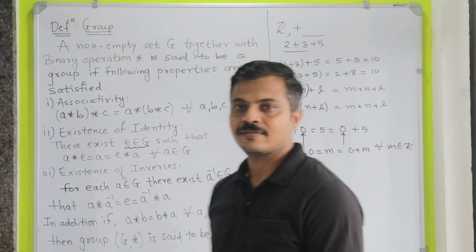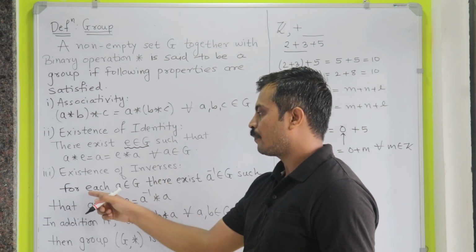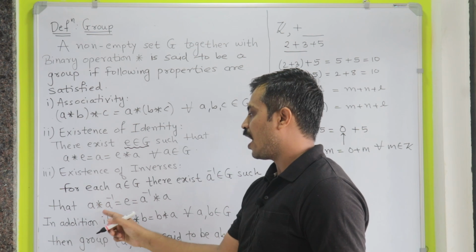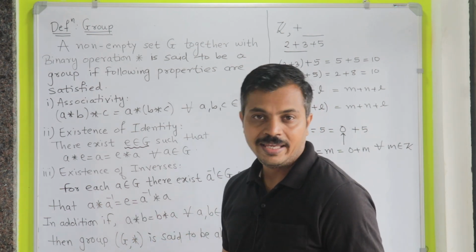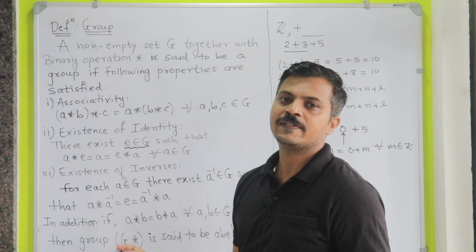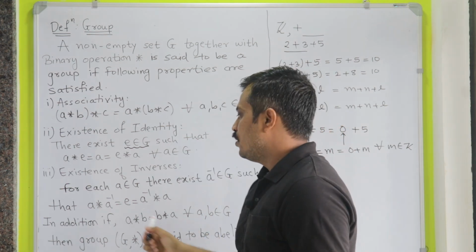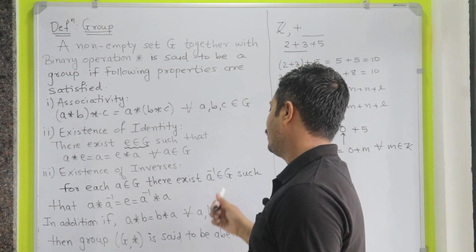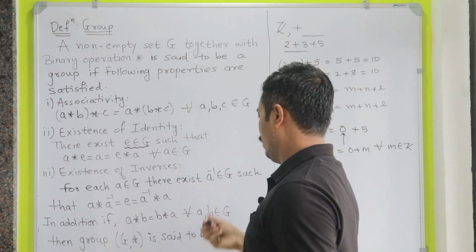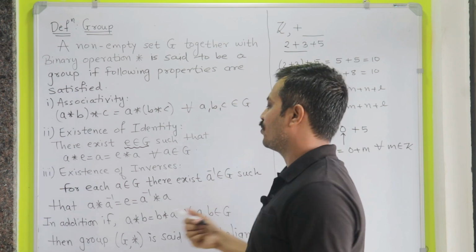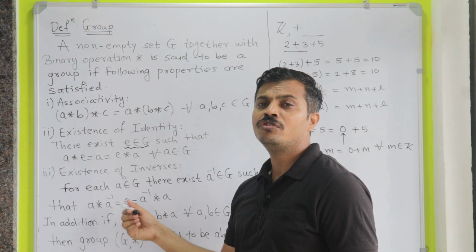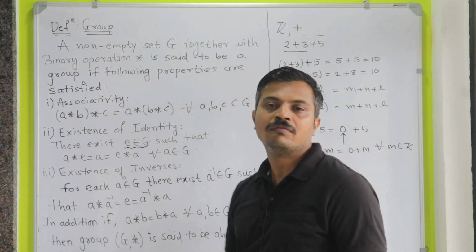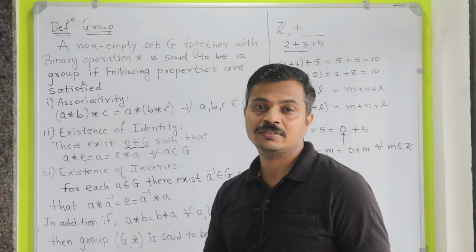Now the next property is existence of inverses. So what should happen is, for each A belongs to G, there should exist A inverse belongs to G such that A star A inverse should be E, that is equal to A inverse star A. Now let us convert this property in our problem. In our case, G is nothing but Z. So for each A belongs to Z, we should be able to find such an element A inverse belongs to Z such that A plus A inverse should be equal to what? Remember, our identity element is 0. So A plus A inverse should be equal to 0, that should be equal to A inverse plus A again.